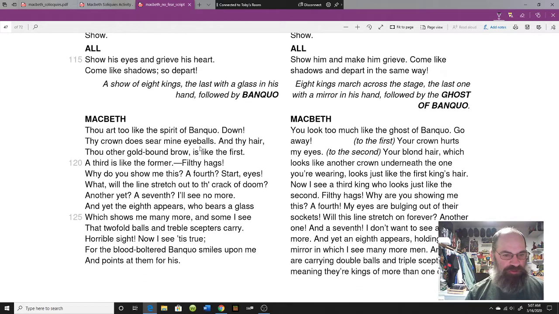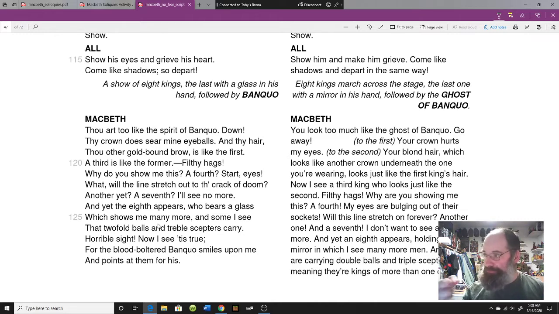Thy crown does sear mine eyeballs, and thy hair, thou other gold-bound brow, is like the first. A third is like the former. Filthy hags! Why do you show me this? A fourth? Start, eyes! What, will the line stretch out to the crack of doom? Another, yet a seventh, I'll see no more. And yet the eighth appears, who bears a glass which shows me many more.